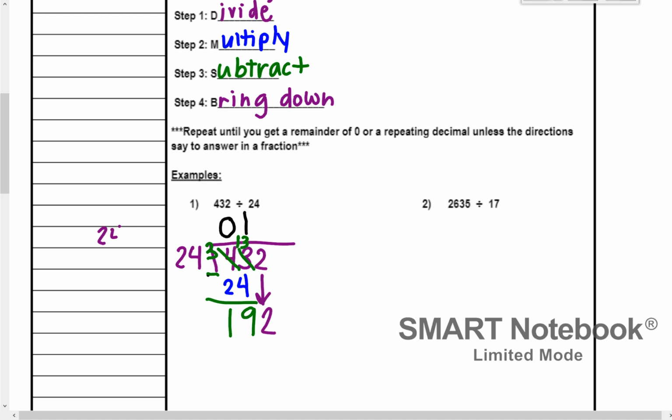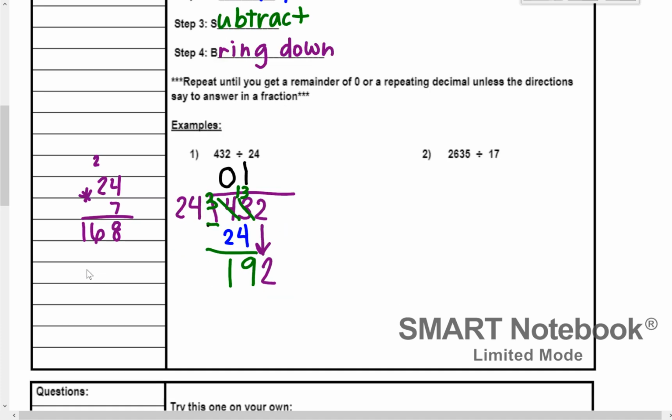So on the side of my paper, I'm going to do 24 times 7. 7 times 4 is 28. I write my 8, carry my 2. 7 times 2 is 14, plus 2 is 16. We need 192. We can put 24 more in there. Okay, 168 is a little too low.